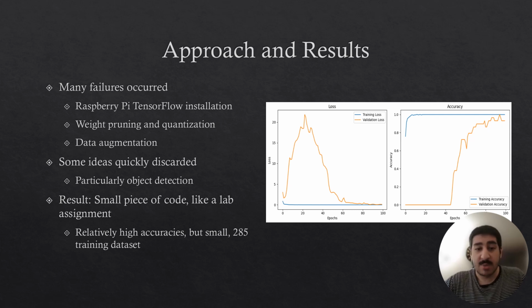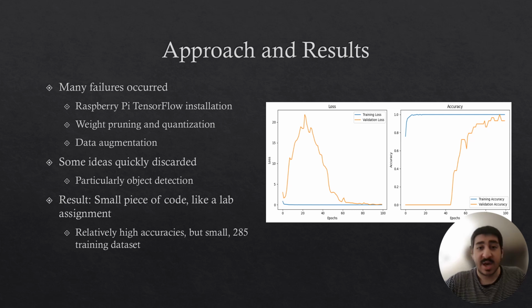So what essentially happened was you have a small piece of code, essentially like a lab assignment. We did get relatively high accuracies, close to 100 in some instances, but the data set was so small, 285 images for training and validation and only 15 for testing. So considering the small data set, it is easy to imagine that the accuracy would be really high.